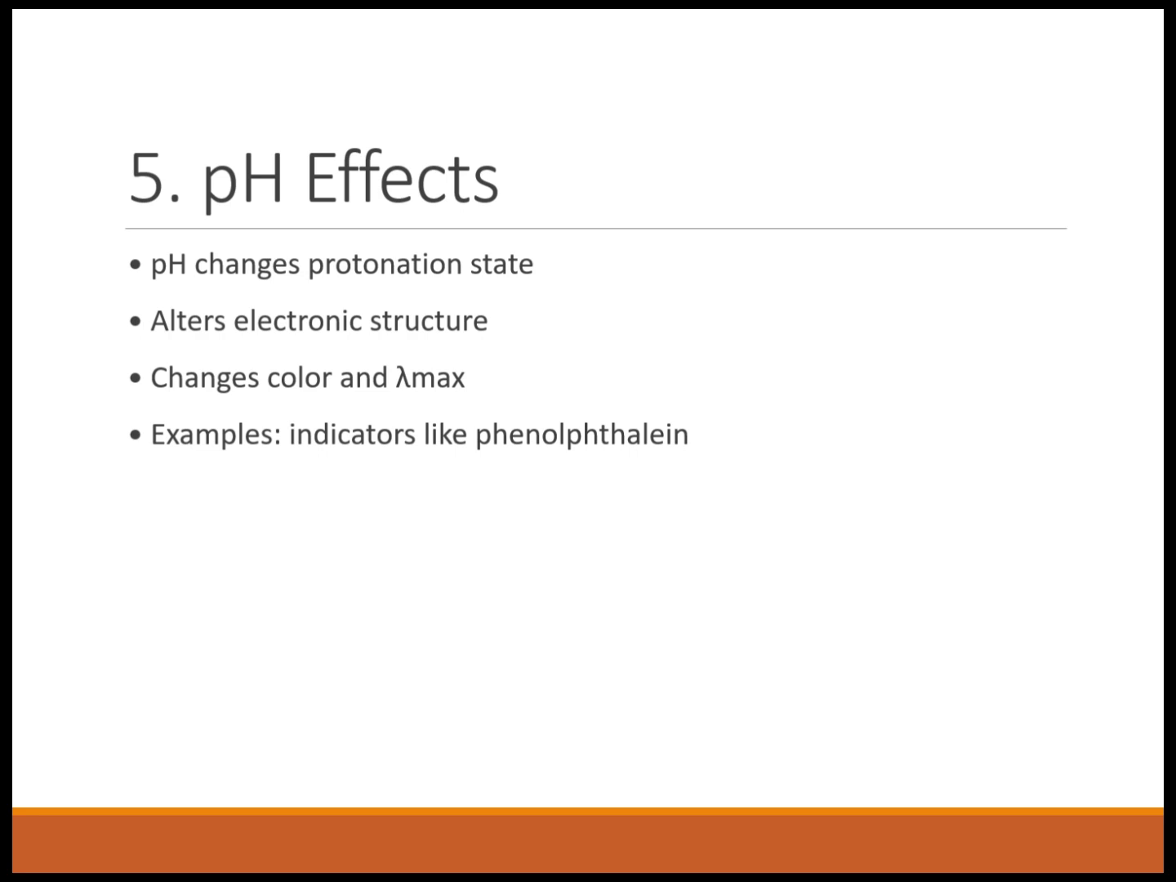pH alters the protonation state of functional groups, changing the conjugation and the energy gap. Consequently, spectral changes occur. Indicators, for example, change color because their acidic and basic forms have different absorption maxima. Indicators like phenolphthalein can be discussed in this case.